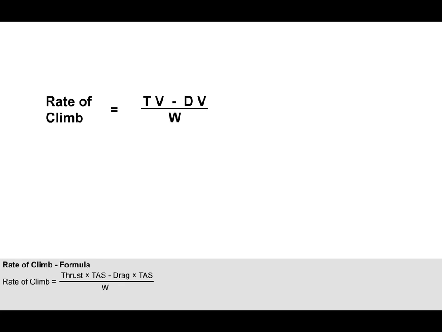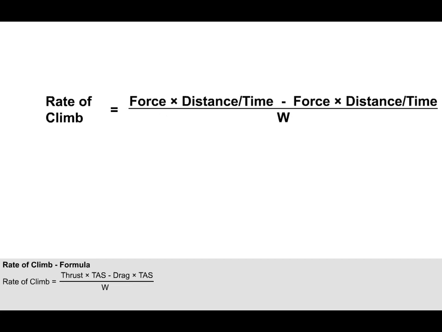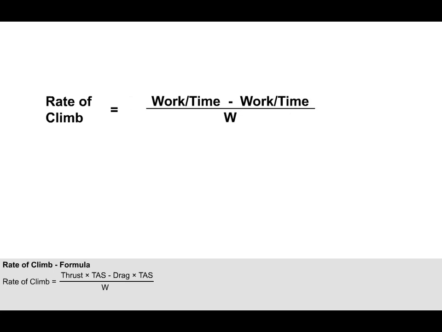However, there is a little more detail to understand. The velocity in this case is true airspeed. Thrust and drag are both forces. Velocity is distance over time. Force multiplied by distance gives work. Work divided by time gives power.